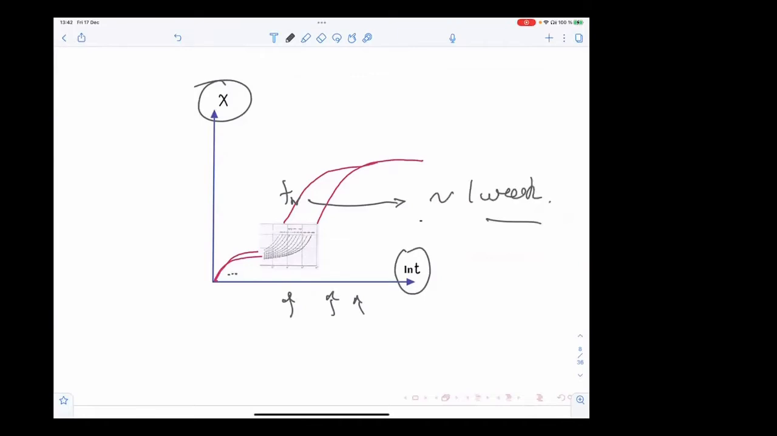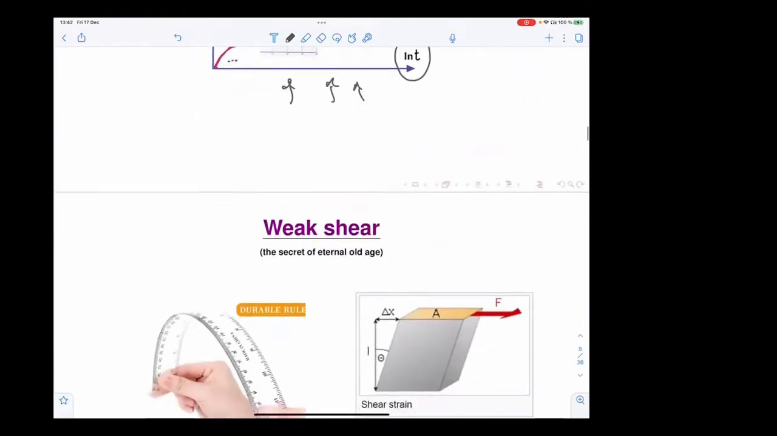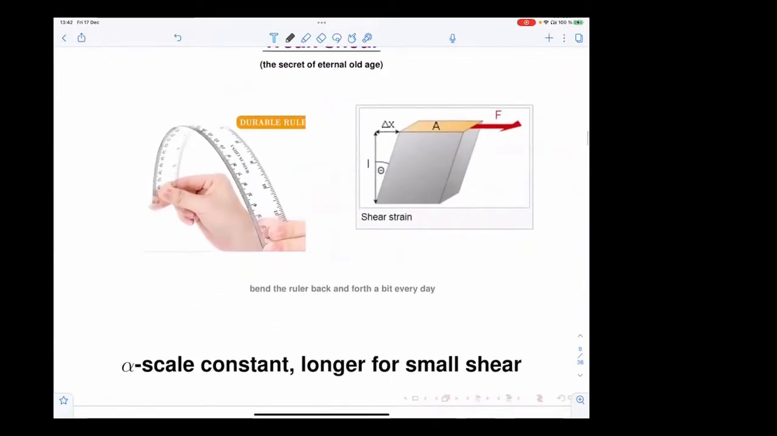This is because every week you shear the system a little bit. So shearing doesn't allow you to equilibrate, but it does stationarize your situation. So your ruler is now a week old forever, but that doesn't mean that it's in equilibrium. If I stop doing the bending back and forth on Fridays, it will go back to aging.